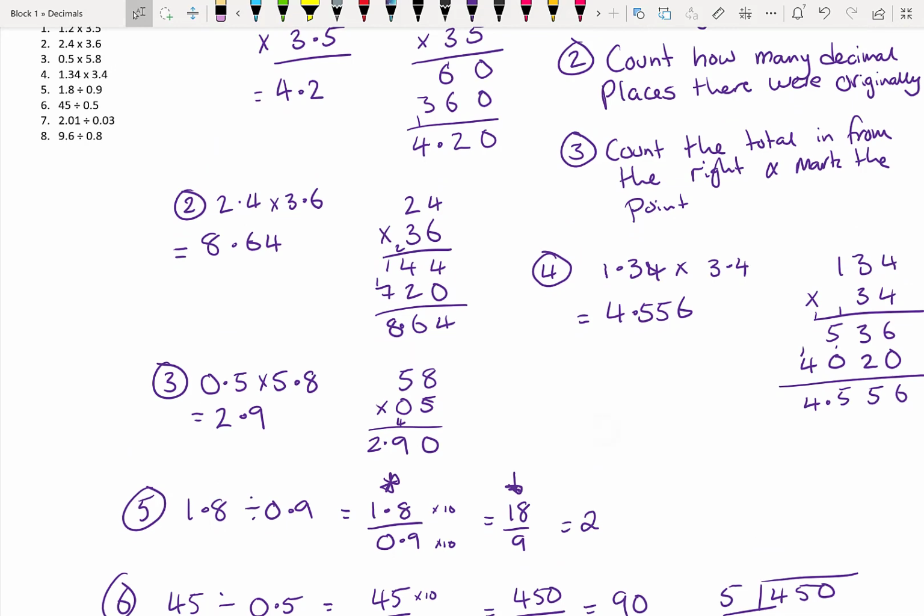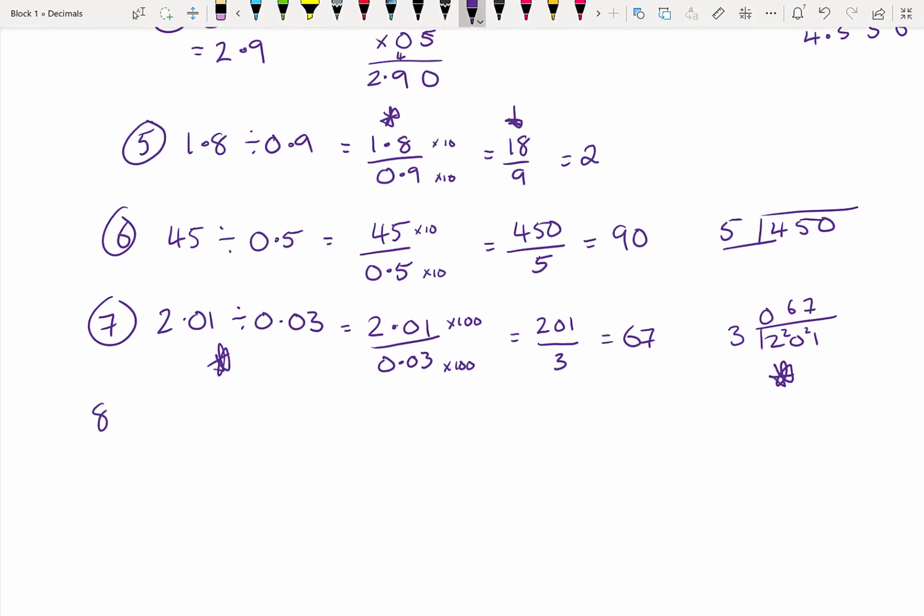Okay, finally then, we've got 9.6 divided by 0.8. So writing that as a fraction, I've got 9.6 over 0.8. How can I get rid of my decimals? Well, I need to multiply top and bottom by 10. And remember, when we're doing this, these numbers need to be the same. If they are not the same, then you've not found an equivalent fraction, so your answer at the end is not the same. Okay, so we're multiplying it by 10, we've got 96 divided by 8.